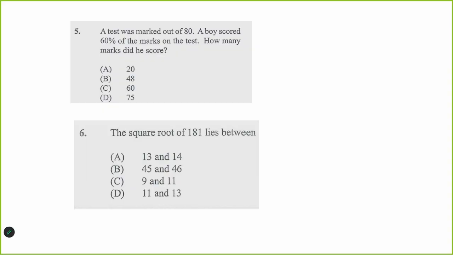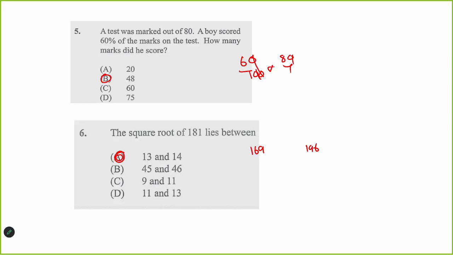This is a repeated question. This is 60% of 80. That's 48. The square root of 181. Again, that would be 169, 196. Actually, this would be the answer, because does 181 lie between these two numbers? Yes, so the answer is E.